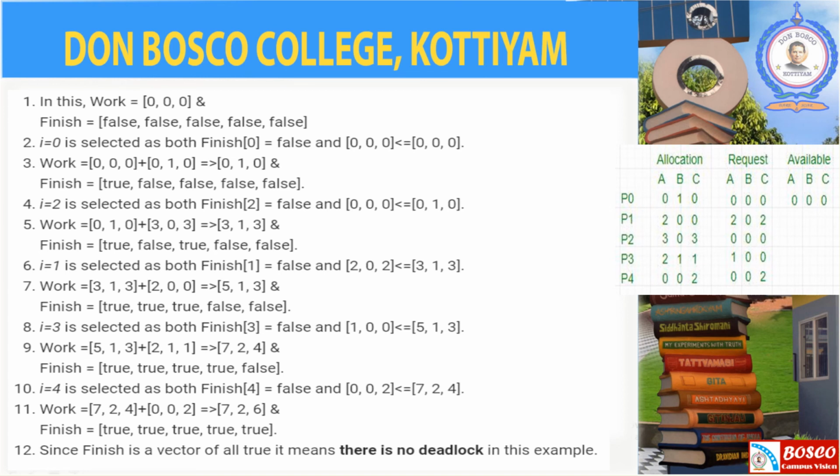So this example is not in a deadlock state. All the processes are completed. So this set of processes is not in a deadlock state. So this is an example of the working of the algorithm that we saw here. I hope you have understood.